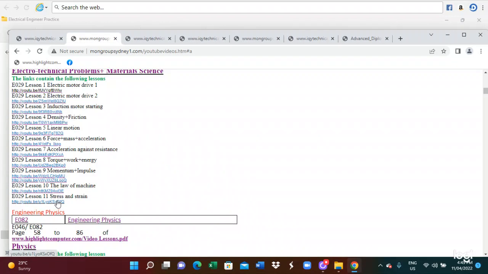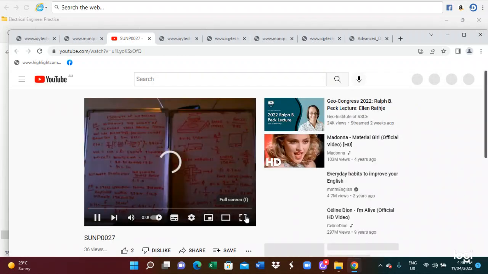And finally, we can talk about the strength and strain. So this is the strength of material.